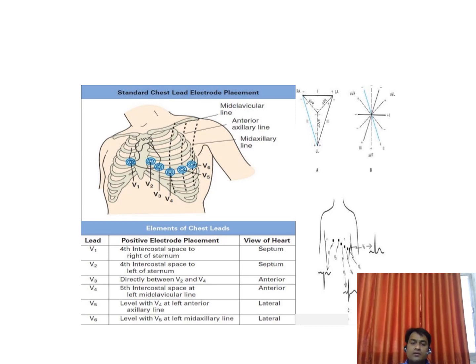So can I repeat it? V1 where the active electrode is kept in the fourth intercostal space right parasternally. V2 where the active electrode is kept in the fourth intercostal space left parasternally.